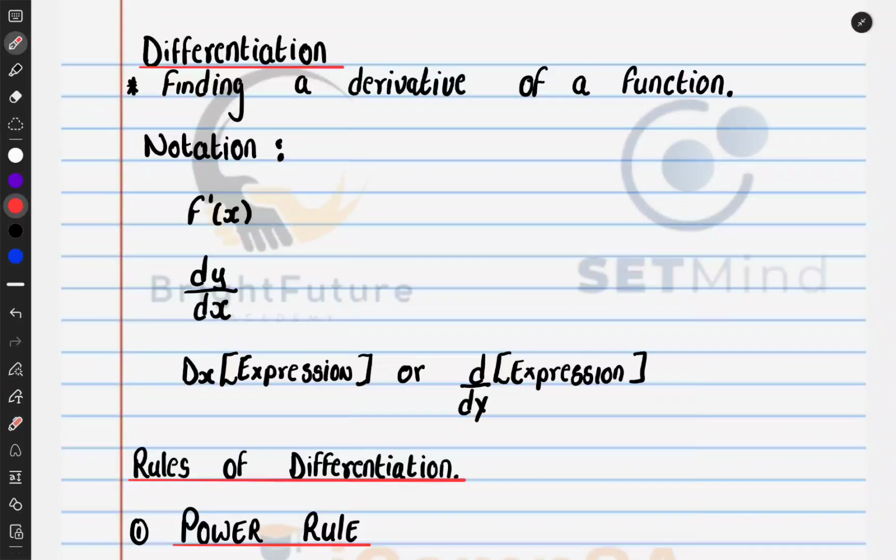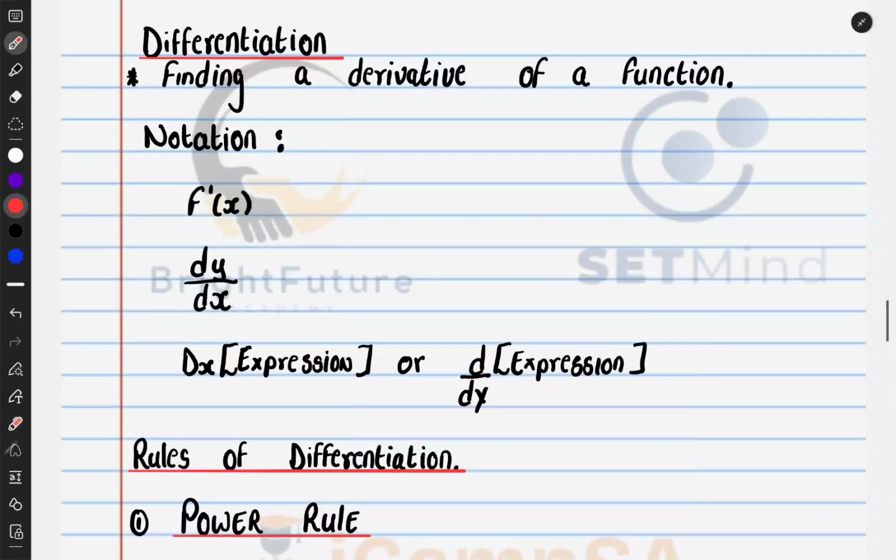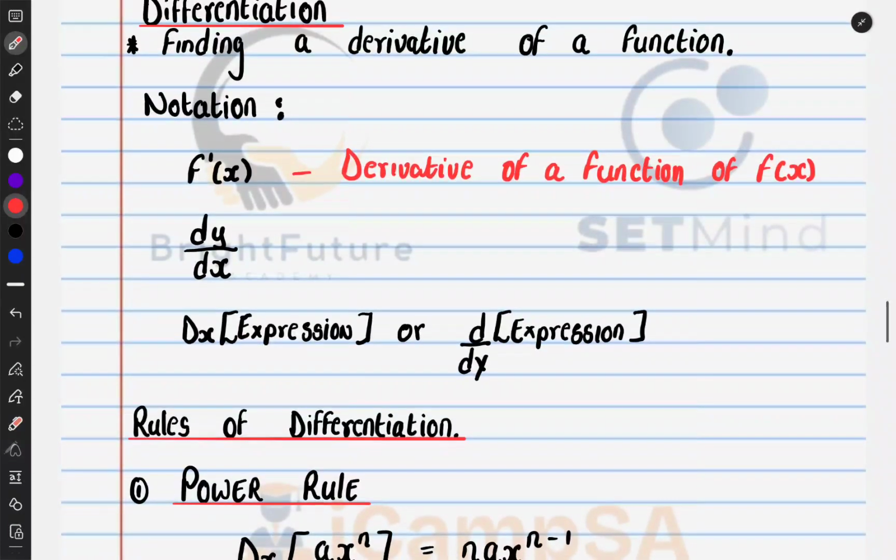We have dy over dx, which is basically the difference of the heights over the difference of the run. That is another notation that we use when differentiating. So the first one, we simply say this is the derivative of a function f at x.